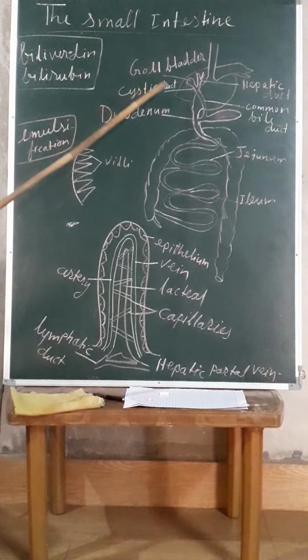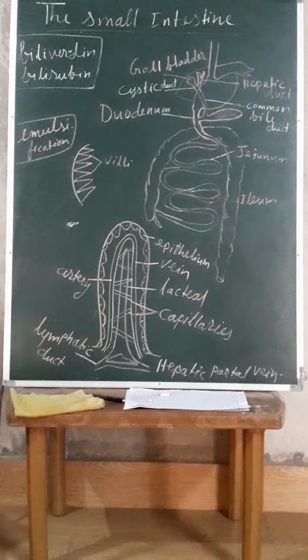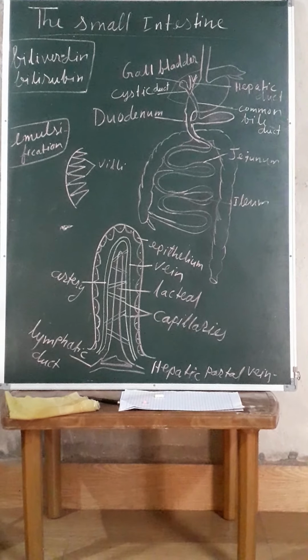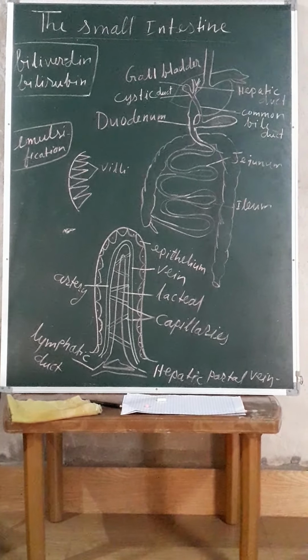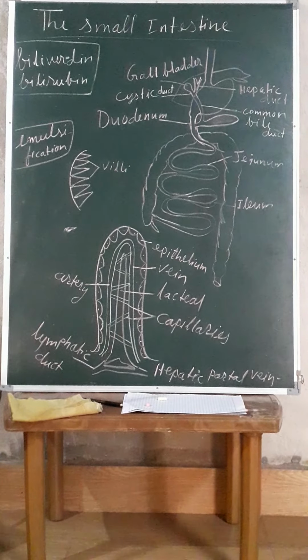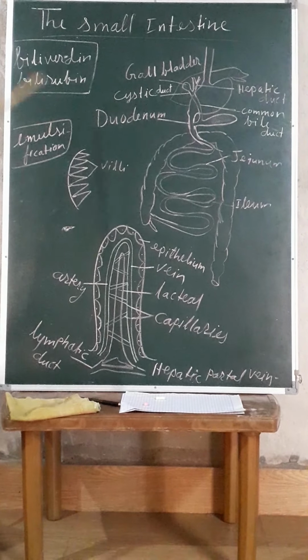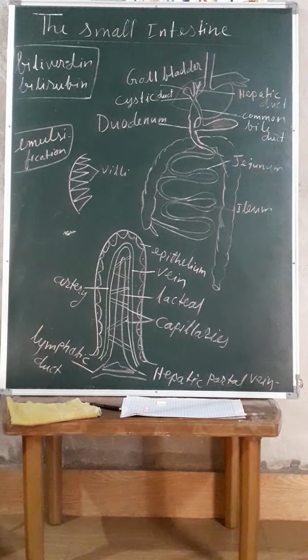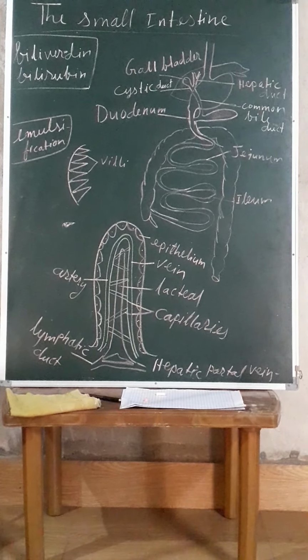Since bile salt is present, it reduces the surface tension of fats and breaks them into tiny droplets. That is known as emulsification, for providing greater surface area for the action of enzymes.